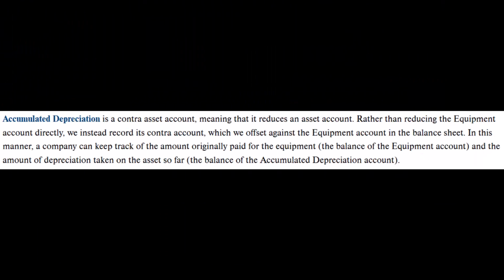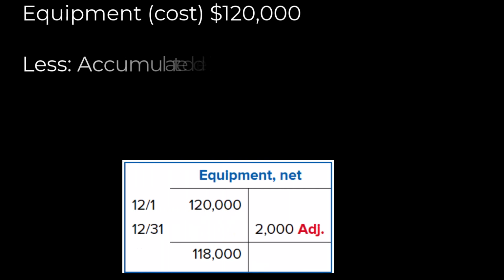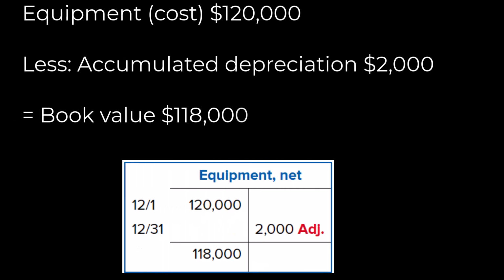Accumulated depreciation is a contra account. A contra account has a balance that is opposite or contra to that of its related account. Since equipment is an asset with a normal debit balance, accumulated depreciation is a contra asset with a normal credit balance. We use this to keep the original cost of the equipment on the books, while still reducing its net value. The equipment's original cost minus its accumulated depreciation is called its book value or carrying value.